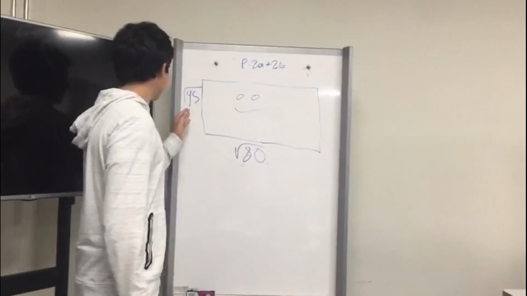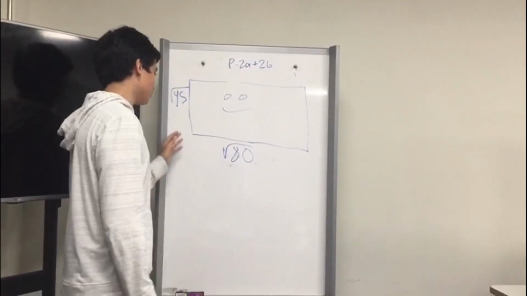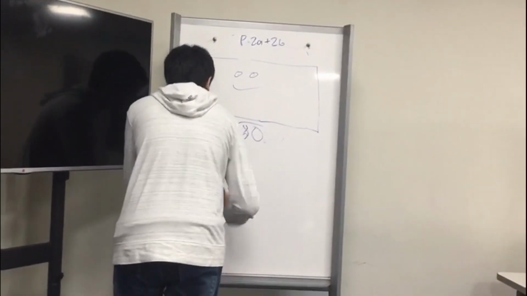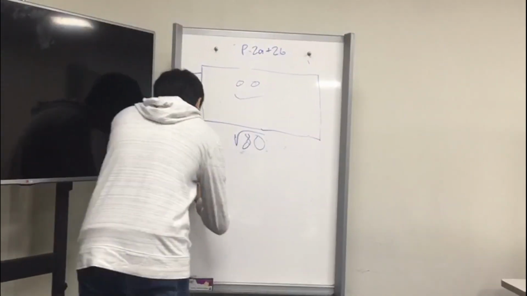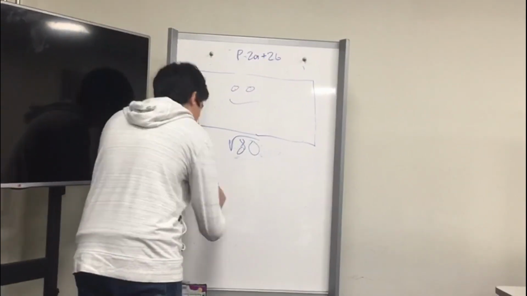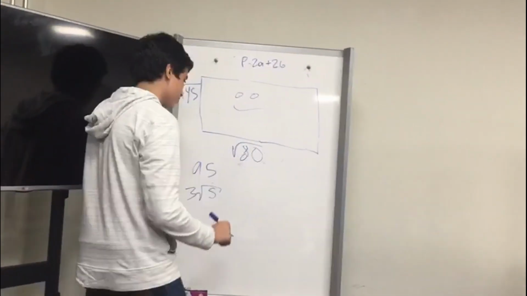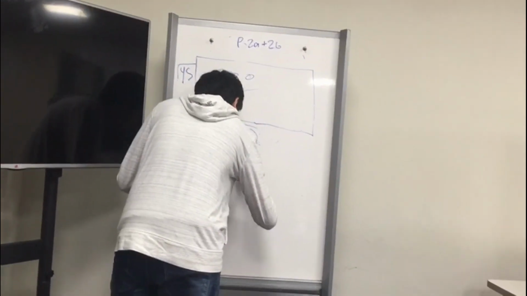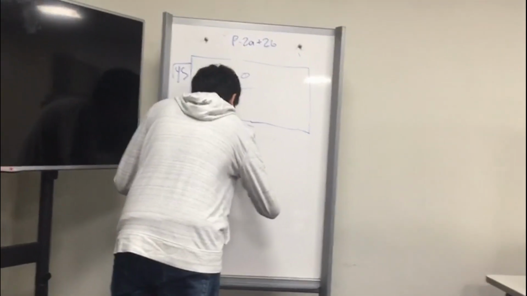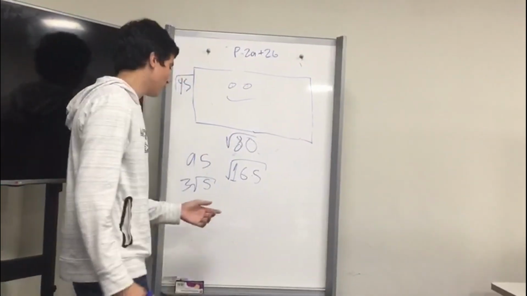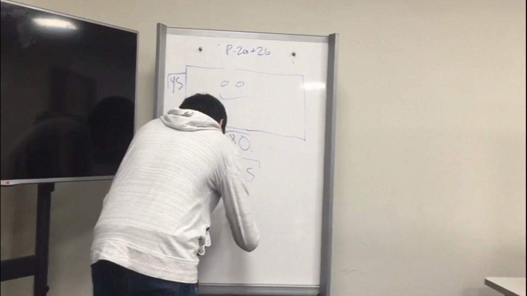So now, 45 doesn't have a perfect square root, so we're going to take it out as 9 and 5. 9 does have a perfect square root, so we take it out as 3. 5 doesn't, so we leave it inside. 80 doesn't have a perfect square root, so we take it out as 16 times 5. 16 does have a perfect square root, so we take it out as 4. 5 doesn't.